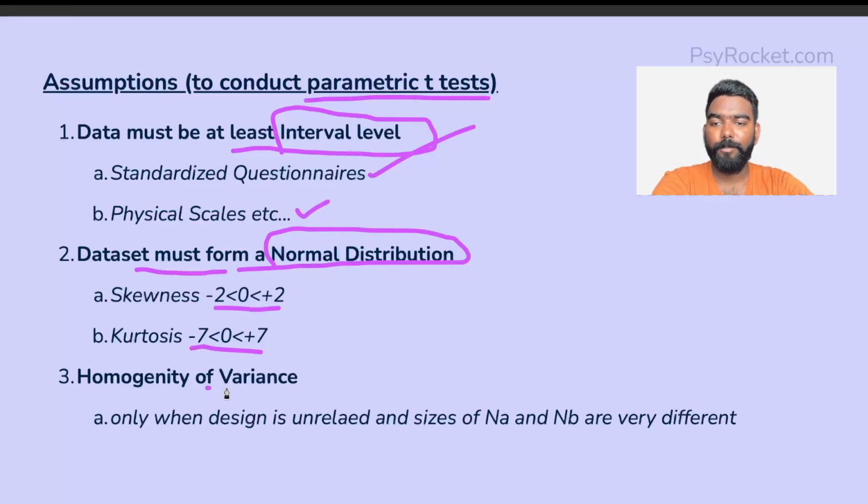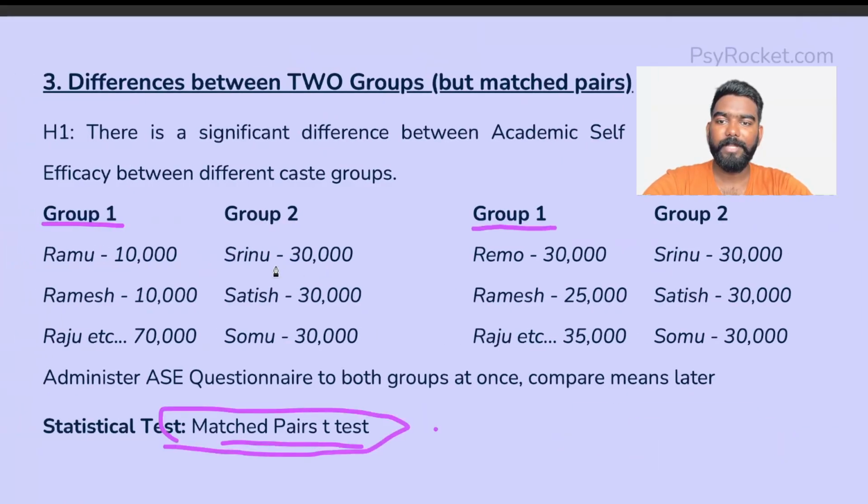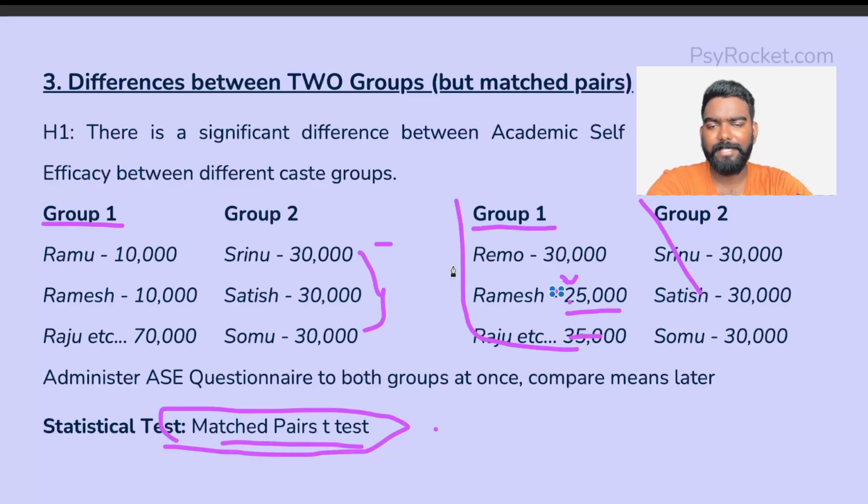Okay, then there is homogeneity of variance. See, here the variance is almost the same in group 2 and here in group 1. Okay, what we mean by variance is, see, the participants within a particular group do not differ much from each other. Okay, 5,000 difference is there here, 5,000 difference is there, and it is fine.